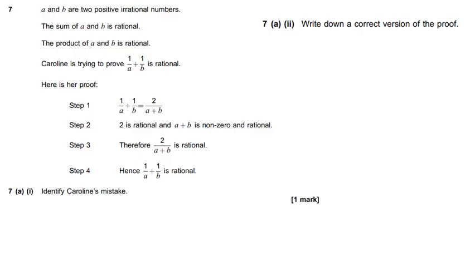Okay, question 7. A proof now. So a and b are two positive irrational numbers. The sum of a and b and the product of a and b are both rational. And first of all, we need to identify a mistake in this proof. And the mistake here is in this line here. Okay, you can't do that with fractions. You can't just add the numerators and add the denominators together. Okay, so the mistake is incorrect addition of fractions.